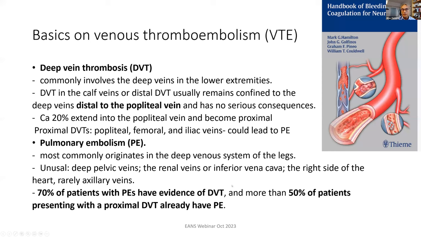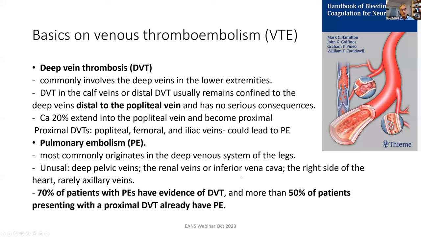And of course, pulmonary emboli commonly originate in the deep venous system of the legs. Unusual are the other veins, deep pelvic veins, axillary veins even. But I think the last sentence is important: 70% of patients with pulmonary emboli have evidence of DVT. And even more importantly, 50% of patients presenting with DVT already have signs of pulmonary embolus.